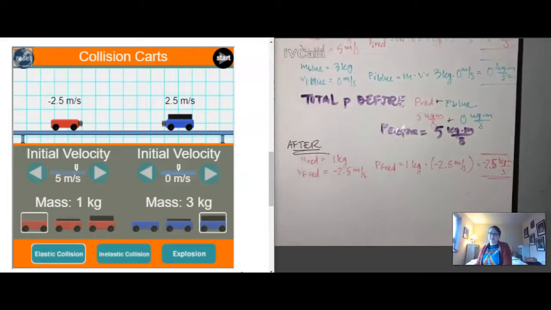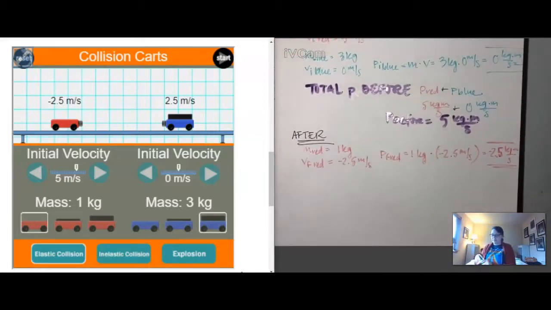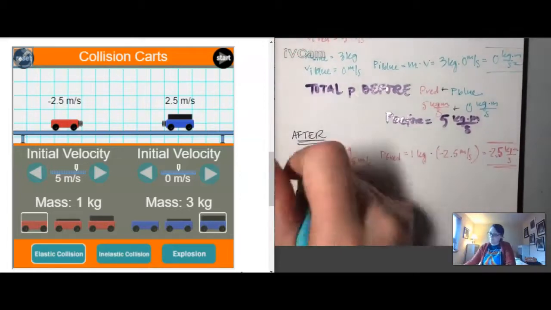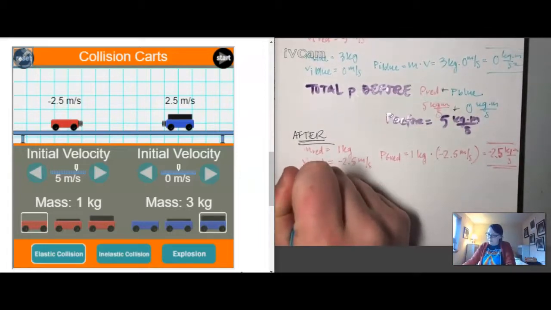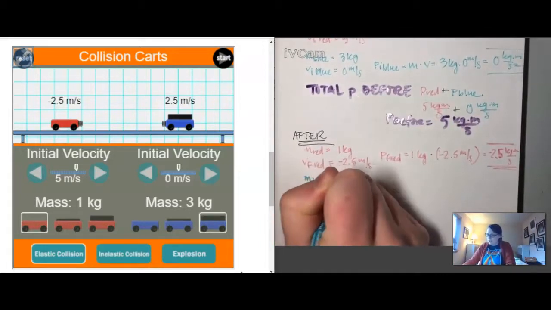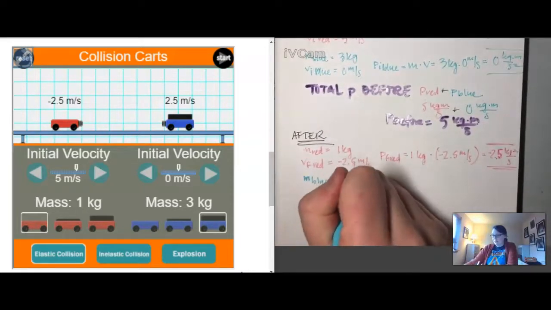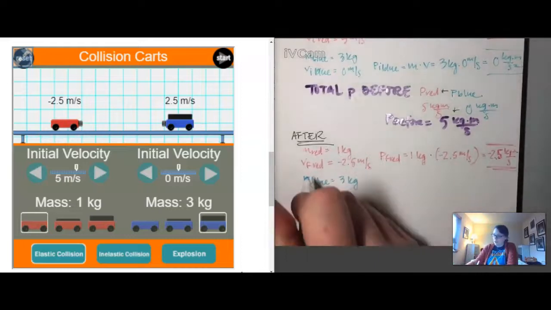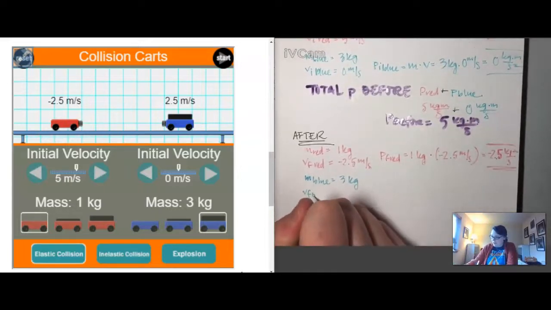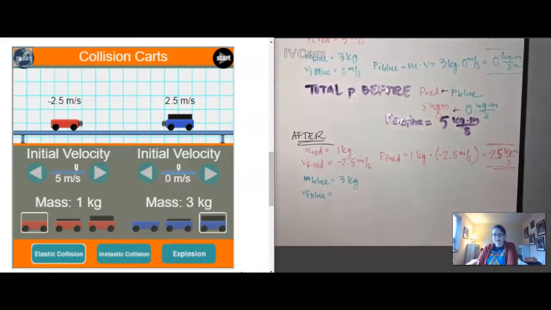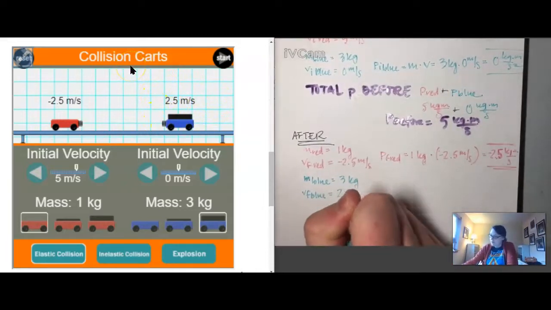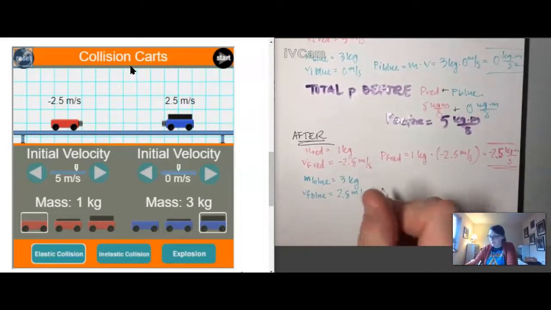So let's go check it out. Let's go see what the momentum of the blue car is now. The mass of the blue car. Again, the mass didn't change. It does in some types of collisions. It was 3 kilograms. But the final velocity of the blue car, it started at rest, but it got bonked and then it started moving. Let's go back and look at our simulation. 2.5 meters per second. That's a positive 2.5.